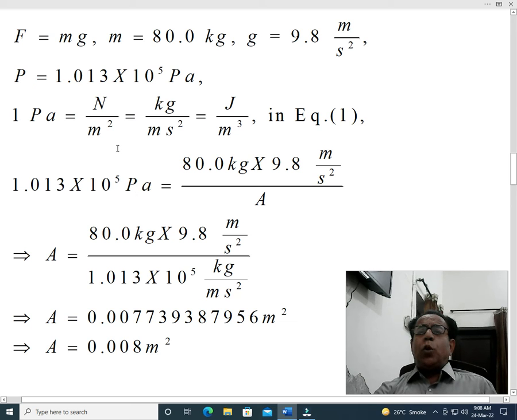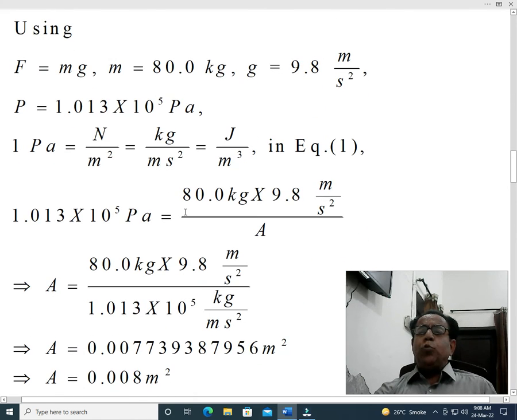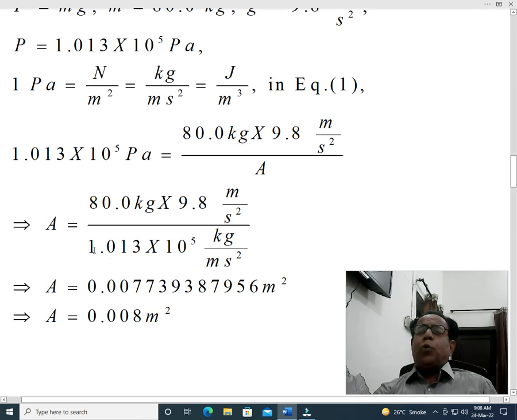In place of M we will use this value, 80 kilogram, and in place of G, this value, and A is to be determined. In the next step we will keep area A on one side, because it is to be determined, it is to be found out.